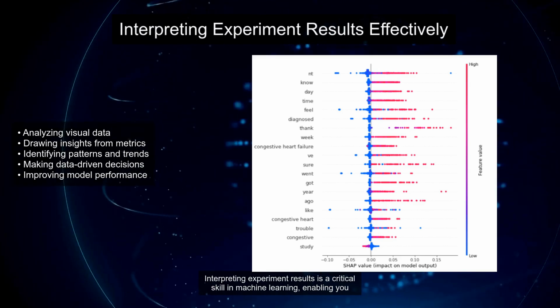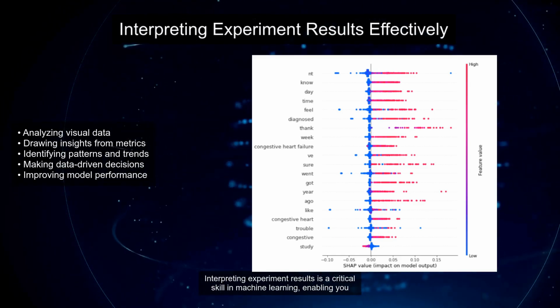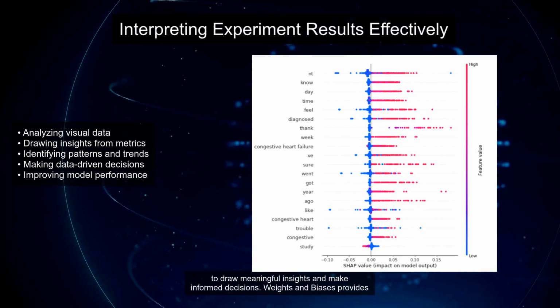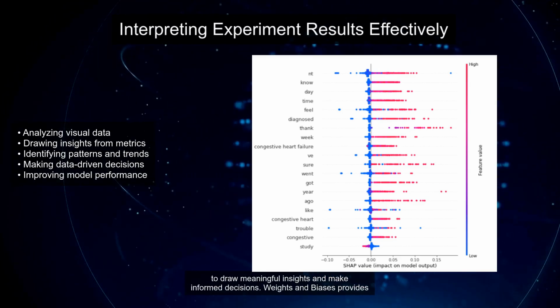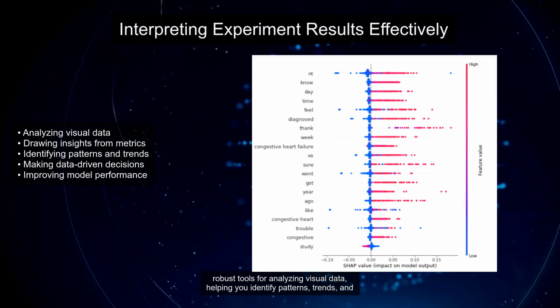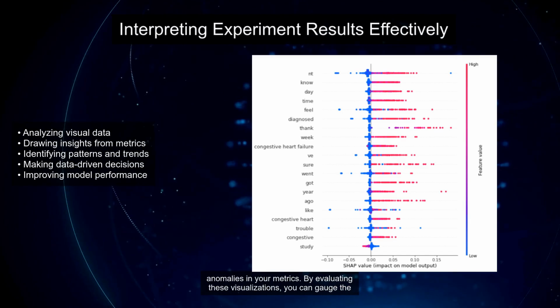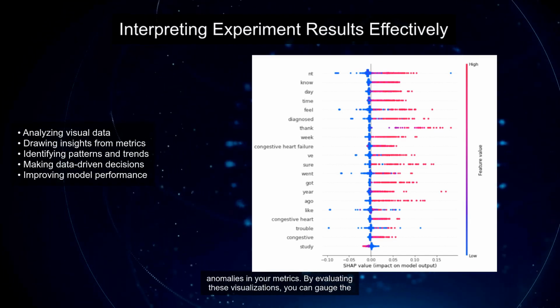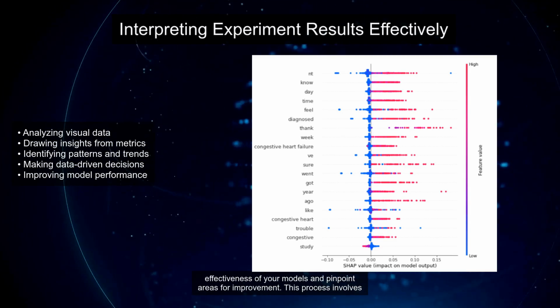Interpreting experiment results is a critical skill in machine learning, enabling you to draw meaningful insights and make informed decisions. Weights and Biases provides robust tools for analyzing visual data, helping you identify patterns, trends, and anomalies in your metrics. By evaluating these visualizations, you can gauge the effectiveness of your models and pinpoint areas for improvement.